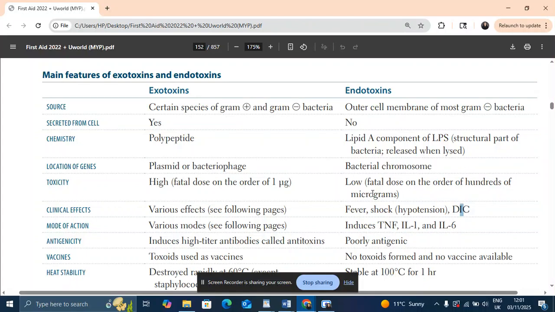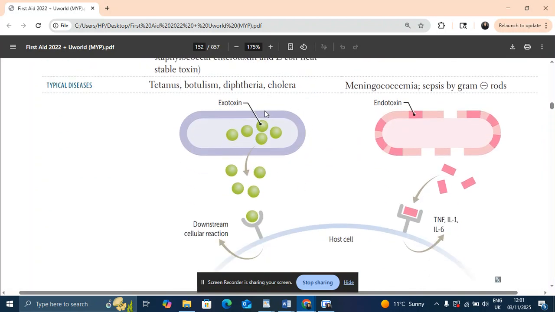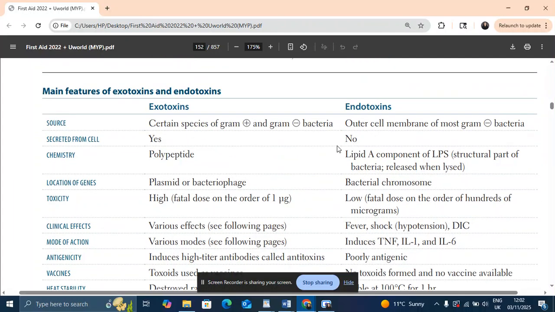Okay, this is the image you should see. This is the bacterial cell that is secreting; these green are exotoxins. The bacterial cell is secreting exotoxin. This is the bacterial cell that is undergoing lysis, and the lysis of this bacterial cell releases endotoxin. So endotoxins are not secreted, they are only released when the bacterial cell undergoes lysis. Very important point you should remember.